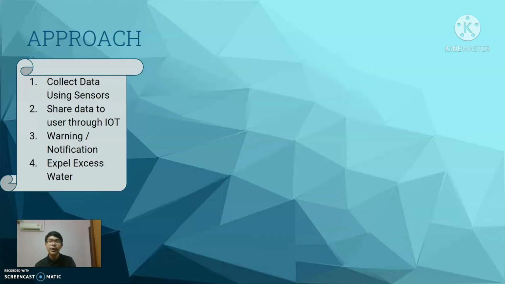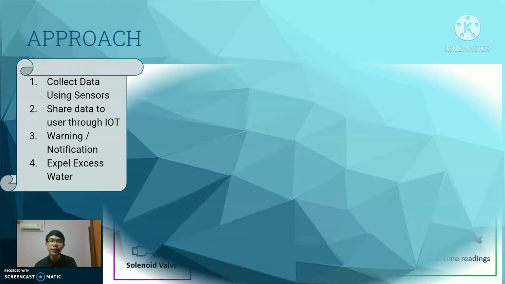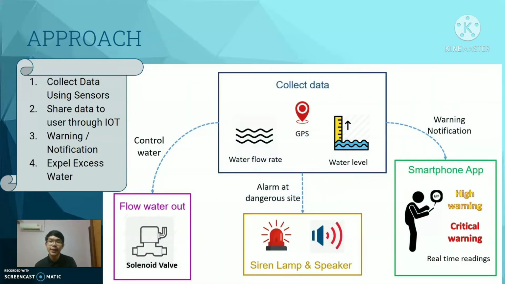So this is the approach that we used in designing the project. Firstly, we collect the data using sensors, and then we share it through an Internet of Things platform to a mobile app. Then we have a warning or notification system to let people know about the situation, and also a mechanism to expel excess water from the system. This part will be further explained later on in the technical part.